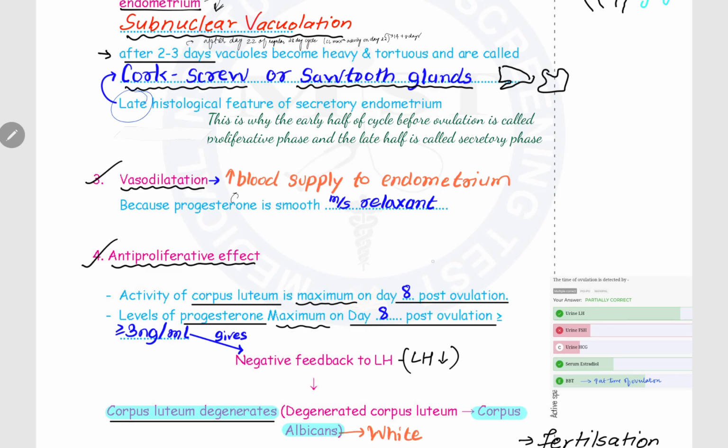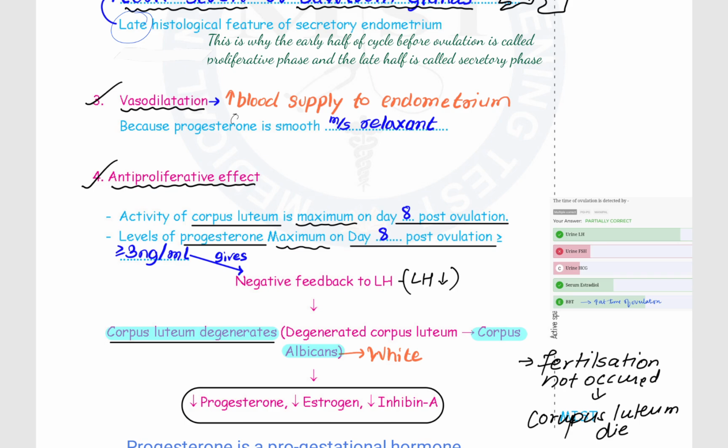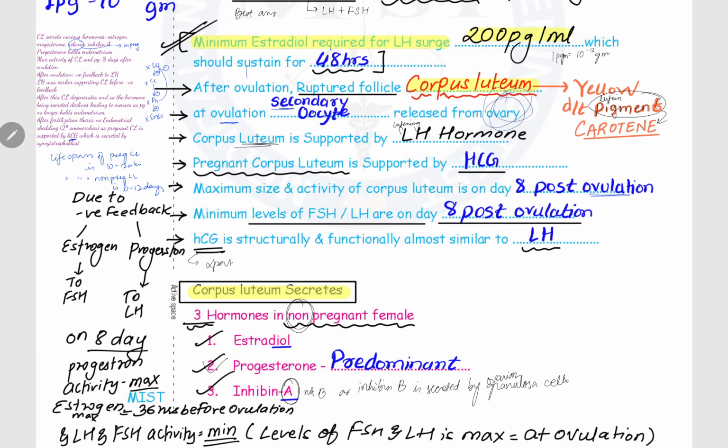Activity of corpus luteum is maximum on day 8 post-ovulation, right? The level of progesterone is also maximum on day 8 post-ovulation. Why? Because after that there is negative feedback to LH. LH basically finishes off, and then there is no support to the corpus luteum, and it starts decreasing the amount of progesterone being secreted, right? It's all a cycle. The level of progesterone is maximum on this day post-ovulation, and it is more than or equal to 3 nanogram per ml. At least this much is required to give negative feedback to LH. Now one more addition we got, right?